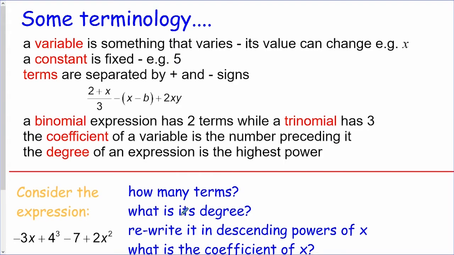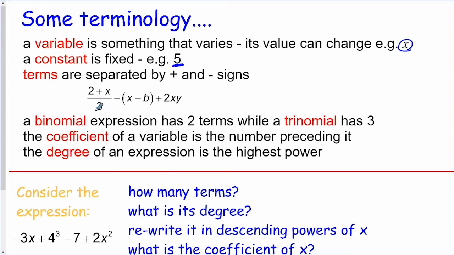We're going to turn our attention to some basic algebra, and I hope you love it as much as I do, and I hope you love it even more after this video. Right, so first of all, some terminology. A variable is a thing that varies. It changes its value. For example, x, or any other letter we call a variable. A constant is fixed. For example, 5. 5 is always 5. Terms are separated by plus and minus signs.